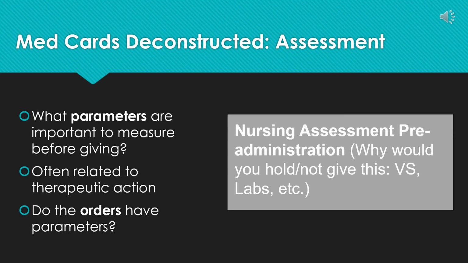Hold if blood pressure is this. Hold if potassium is this. If their INR is this. So a lot of times it'll be in the parameters. If it's not, and you think it should be, that's a phone call, because you need to know what to do if you have a wacky vital sign or a wacky lab value. How do you proceed with medication administration?